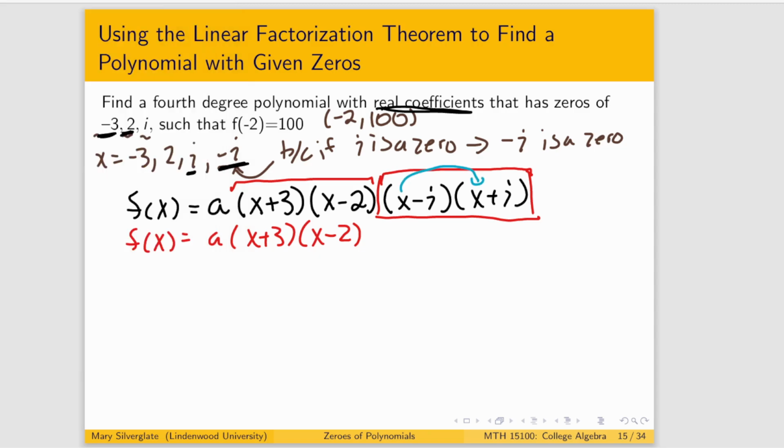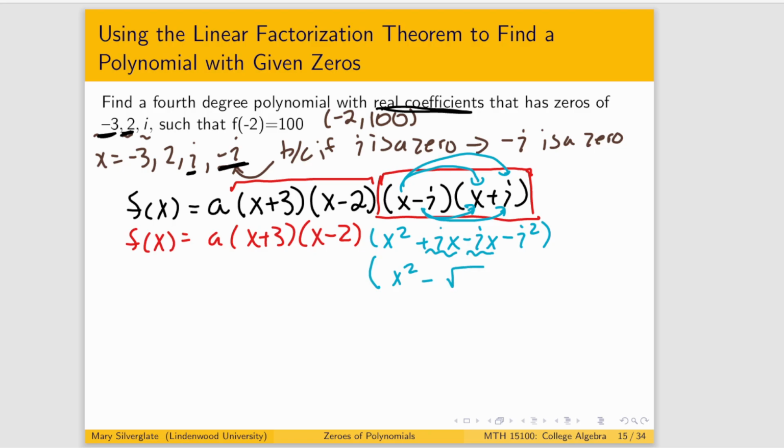So when we do x times x, that'll get us x squared. X times i gets us plus ix. Negative i times x gets us minus ix, and negative i times i gets us minus i squared. And now we want to simplify these complex numbers. Ix minus ix makes 0, thankfully.